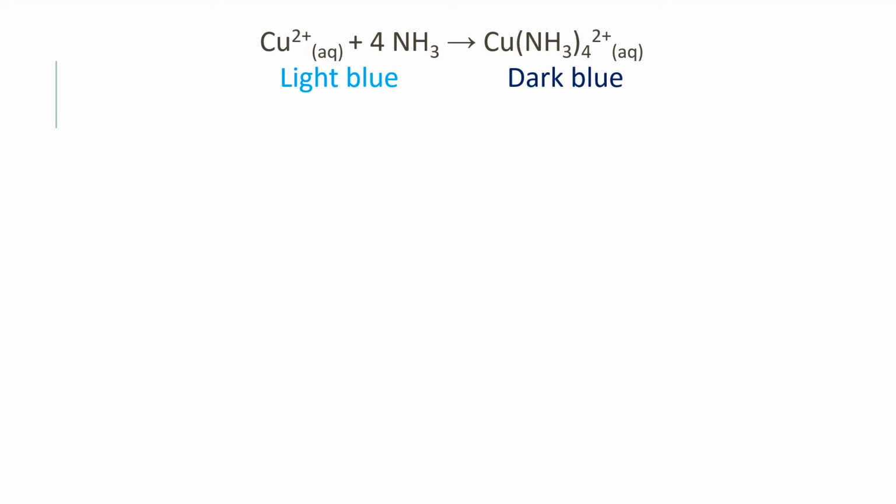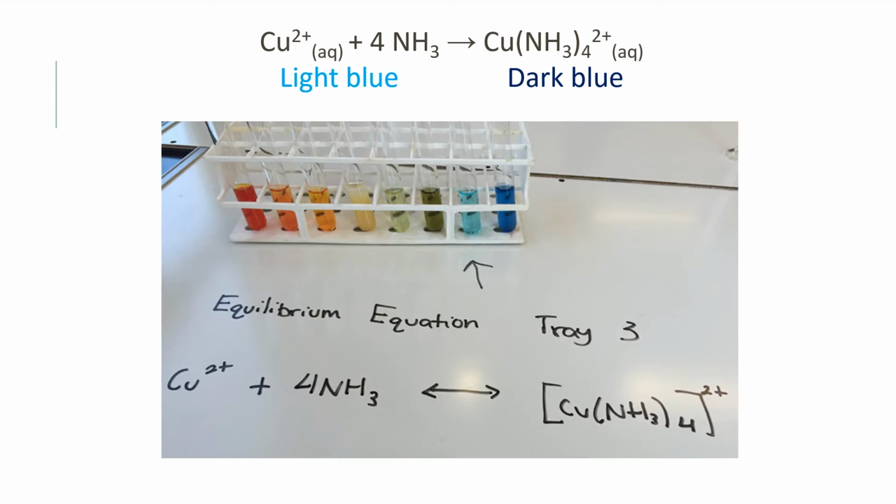Cu2+ plus 4NH3 to form Cu(NH3)4 2+. This photo shows some of the test tubes that were created from shifting equilibriums. The light blue test tube was created from this shift in equilibrium.